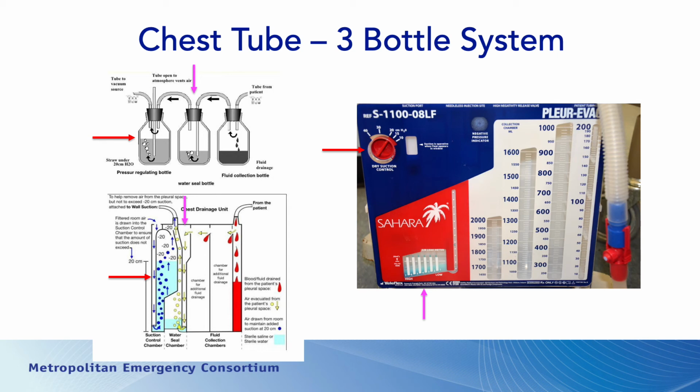And then the last chamber is the fluid drainage collection, and that's what we use to measure how much blood, pus, fluid, whatever comes out of the patient. So when we say we put a chest tube in and we drained out 350 cc's of blood, it's because chamber 3, the chamber under the green arrow, measures 350 cc's of blood. So that's kind of the setup we'll see.